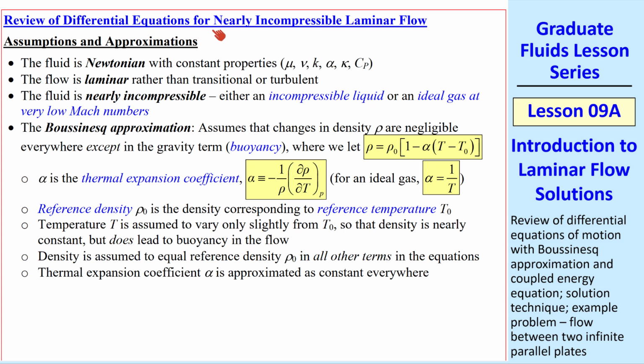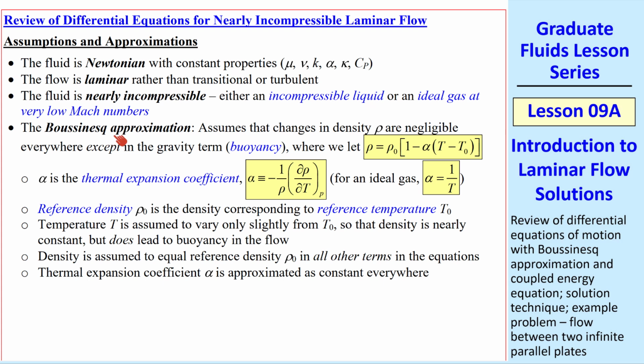Now let's review the differential equations for nearly incompressible laminar flow. We had derived these in a previous lesson, where we assume Newtonian fluid with constant properties, laminar flow, nearly incompressible, which is typically either an incompressible liquid or an ideal gas at very low Mach numbers.